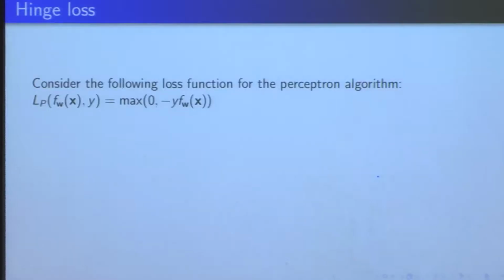So let's try and consider this loss function. Let's try and plot this. I've used minus of y f(w,x), where f(w,x) is the perceptron classifier, is W transpose X.